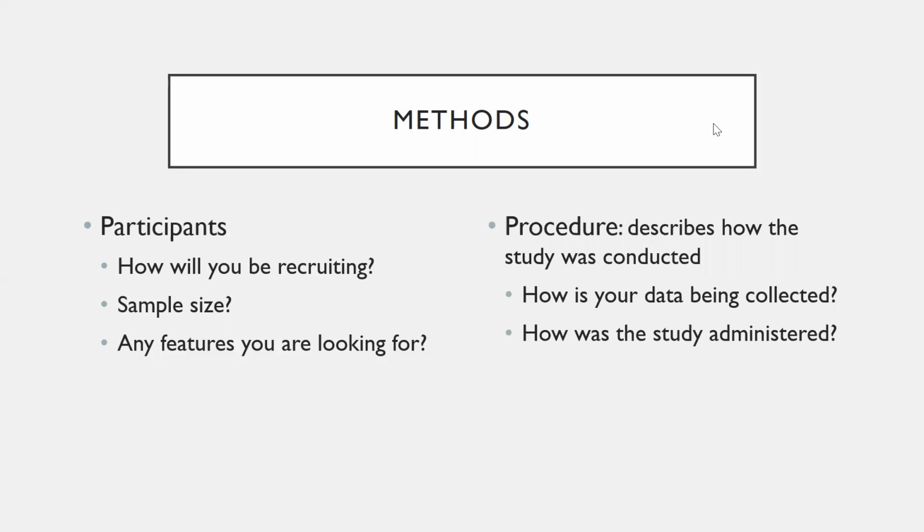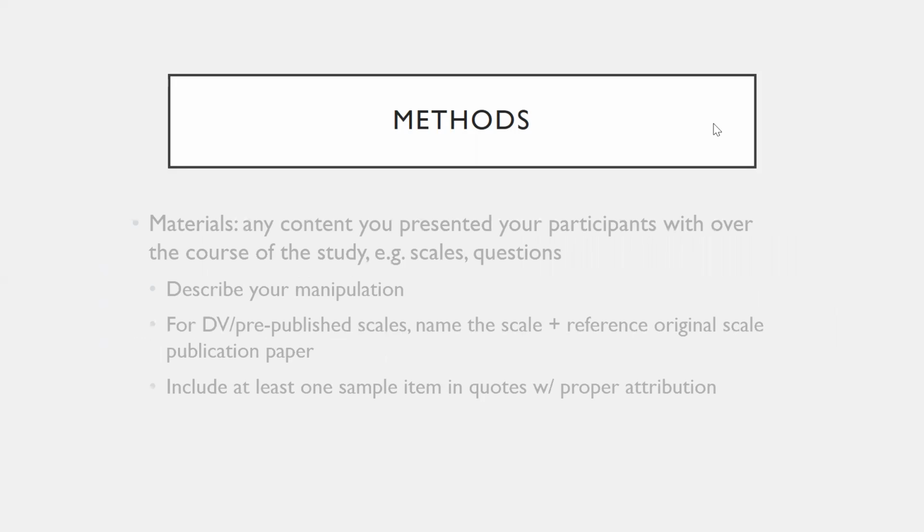Procedure is more so how the study was actually conducted. So in your case, it's an online survey administered through Qualtrics, distributed via an anonymous online link. Talk about how you distributed the link. Did you put it on your social media? Did you email it to people? That sort of information would go with the procedure.